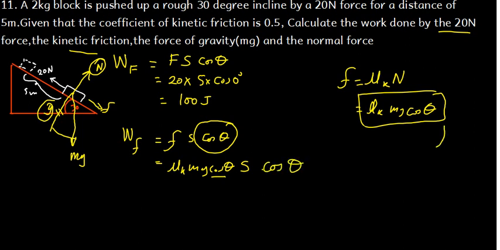Let me actually even use alpha here so that we just differentiate them. Alpha. This alpha is representing the angle of the incline. So that would be mu k, which has been given as 0.5. The mass is 2. Gravity is 9.8. And then cos alpha, the angle of the incline, is 30 degrees. Okay, in that manner. So we've substituted mu k, the mass, g, and then cos.